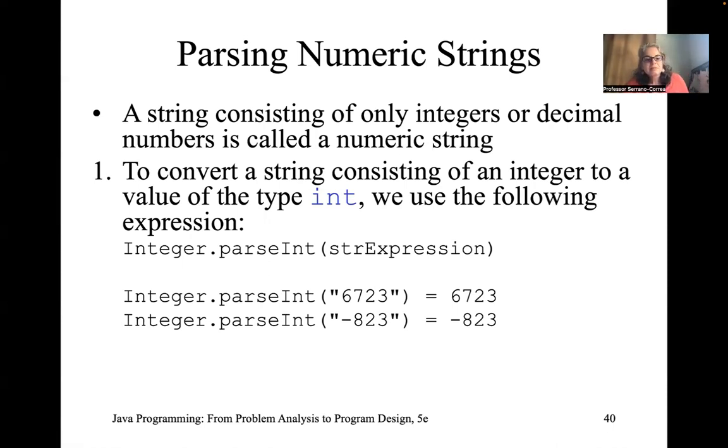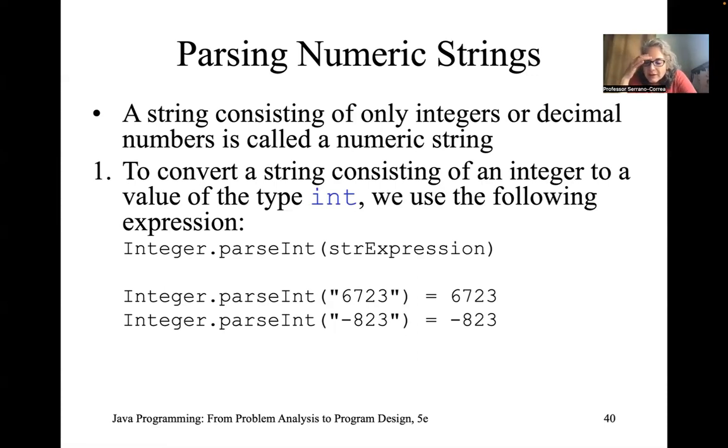Parsing numeric strings. A string consisting of only integers or decimal numbers is called a numeric string. So this here is a numeric string right here. This is a numeric string. To convert a string consisting of an integer to a value of type int, we use the following expression: Integer.parseInt(string expression). So if I do this, this is no longer a string, it's now an integer, and I can take that value and use it in calculations.